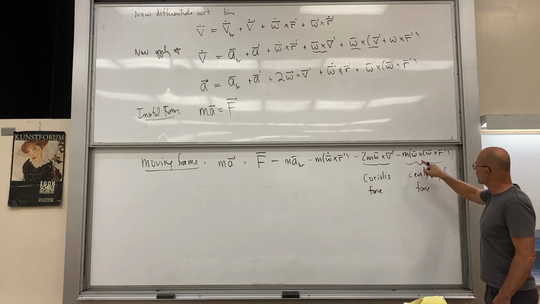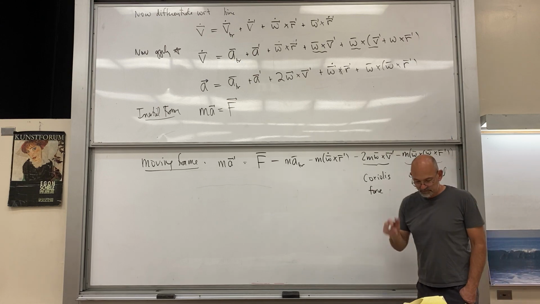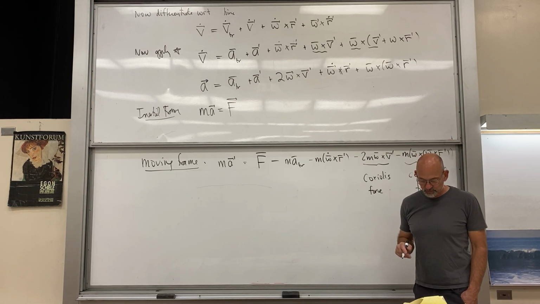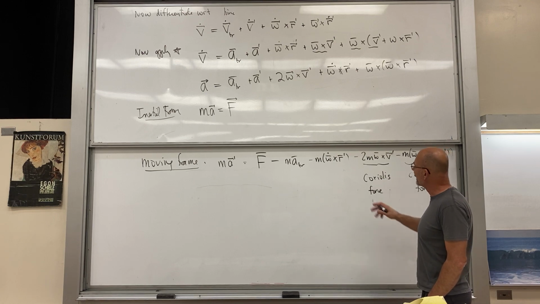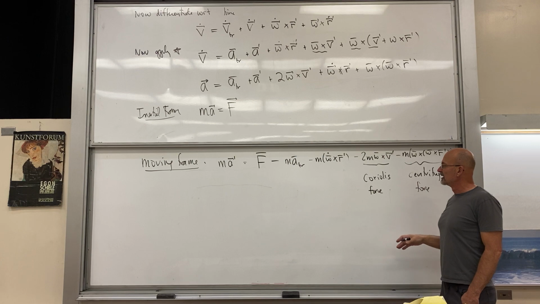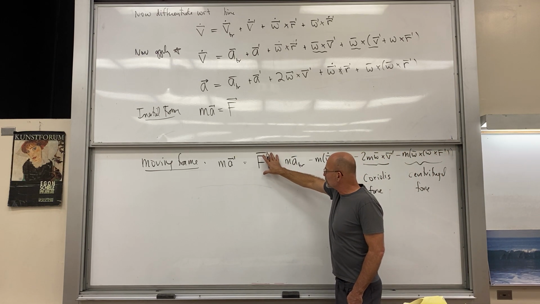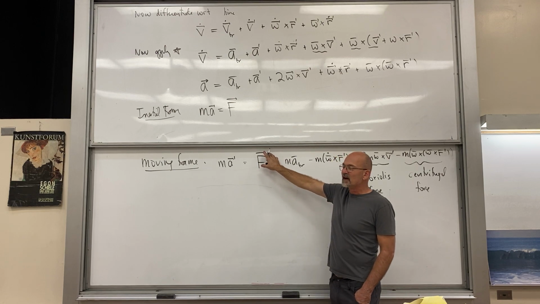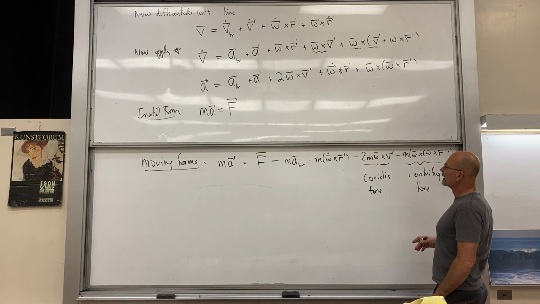The omega cross the R prime. At some point we'll drop the primes, but right now, this is with respect to the body axes. And this is the force in the inertial frame. It would be projected onto the body axis too.